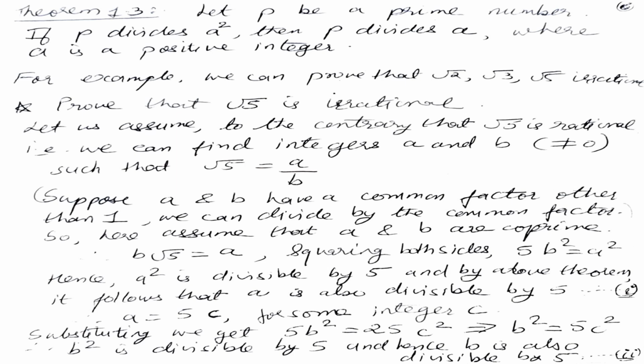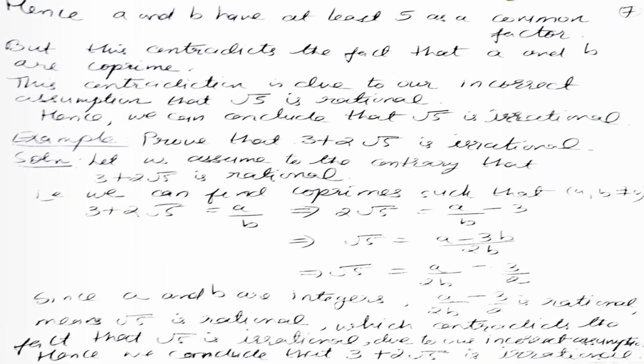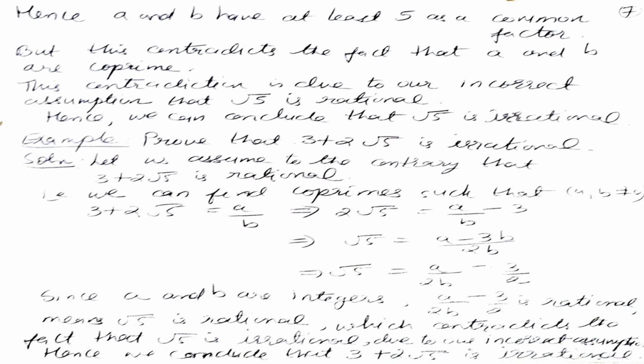So we have got two things. a is divisible by 5 and b is also divisible by 5. Shown that a and b both are divisible by 5. Hence a and b have at least 5 as a common factor. But this contradicts the fact that a and b are co-prime. This contradiction is due to our incorrect assumption that root 5 is rational. Hence, we can conclude that root 5 is irrational. Similarly, we can also prove that root 7, root 3 are irrational.